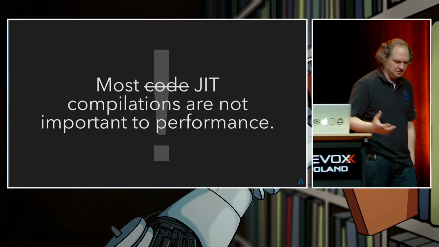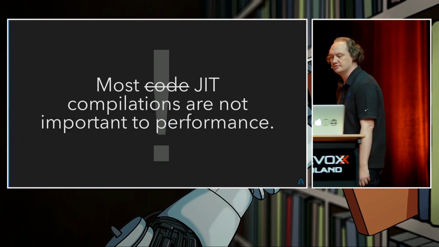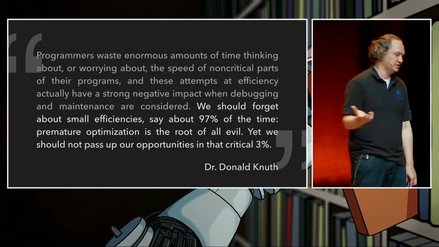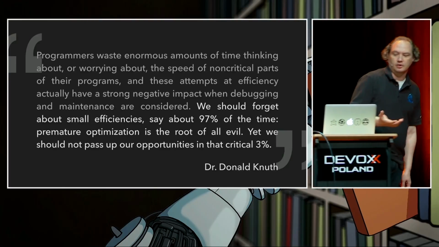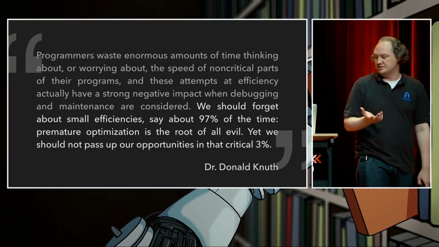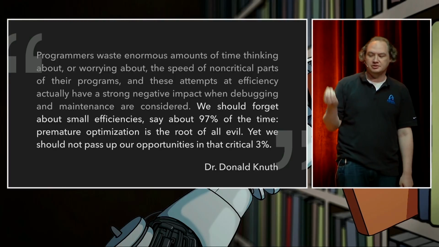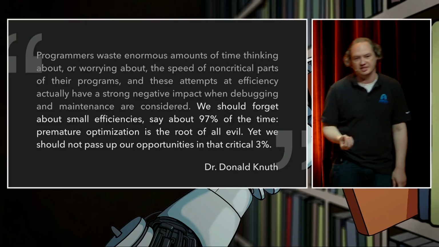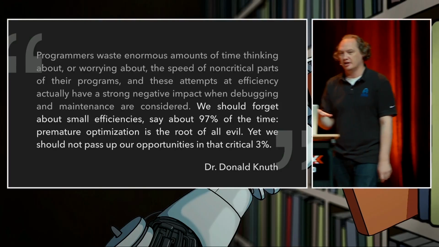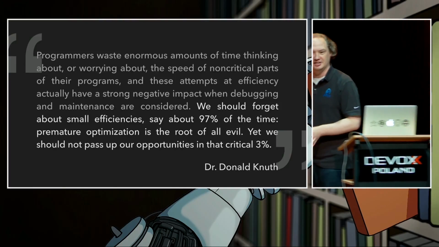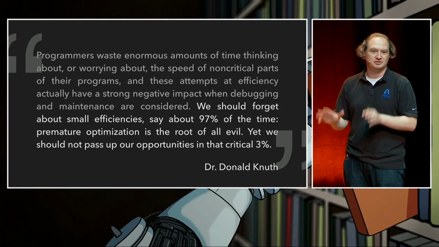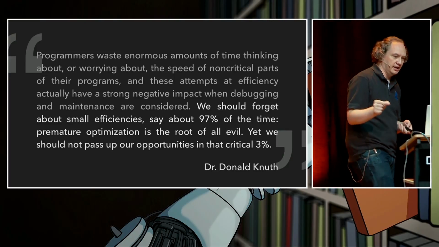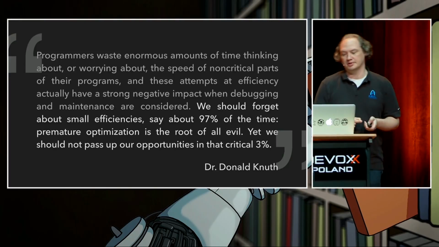So we can see that most of these JIT compilations, they're just not important to performance. And of course, we all knew this. Or at least I hope you knew this. This is just the classic Knuth quote. We should forget about the small efficiencies, say 97% of the time. Premature optimization is the root of all evil, yet we should not pass up the opportunities in that critical 3%. You might have heard you spend 90% of the time in 10% of your code. That is overstating things by at least a factor of 3 or 4. It's like 2 or 3% of your code. It's vanishingly small. You've got to find that if you want to know what's really affecting performance.